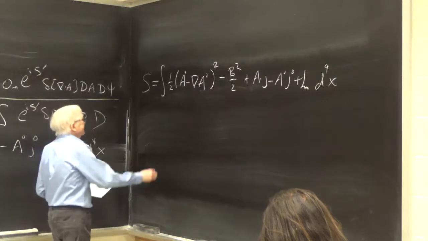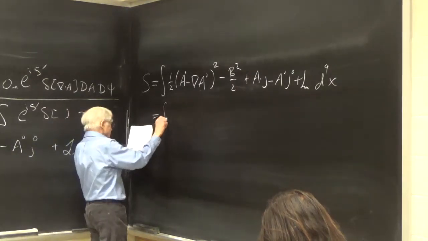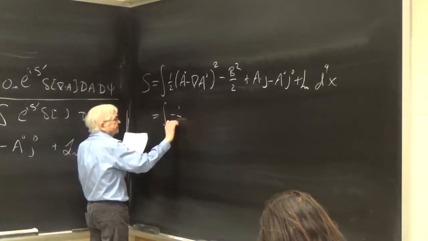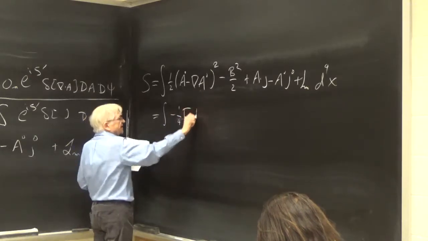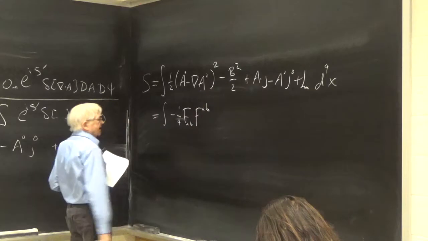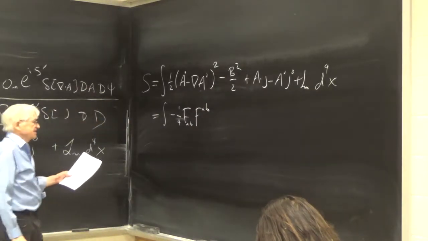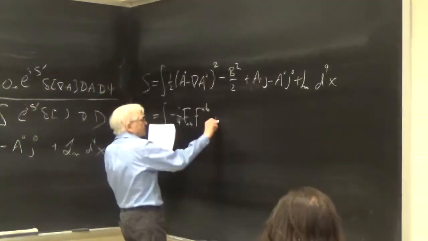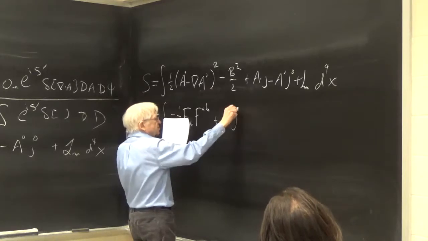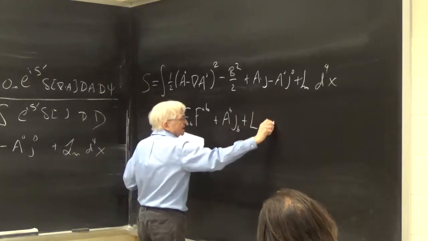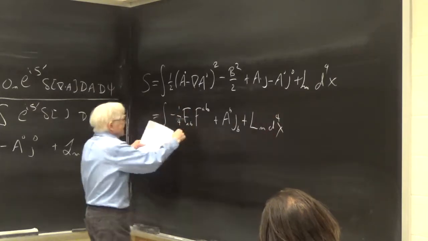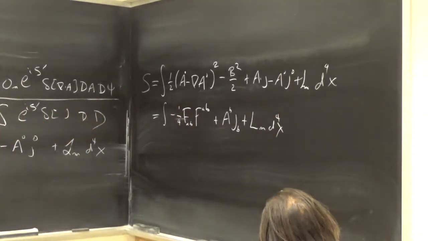But the nice thing about this is that this is minus 1/4 F_AB F^AB, or F_ik F^ik. In other words, this is just the Maxwell action plus A_B J^B plus LM d4 x back. So this is the gauge invariant action.